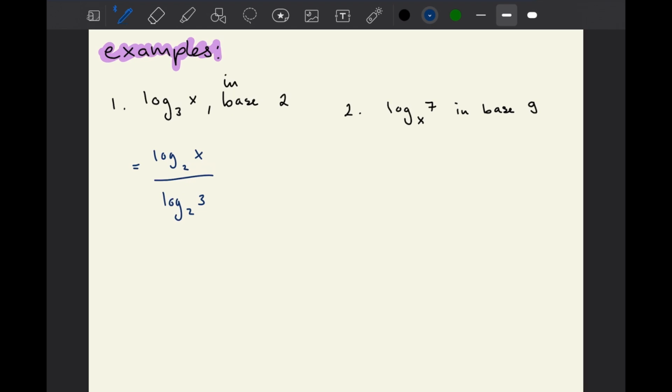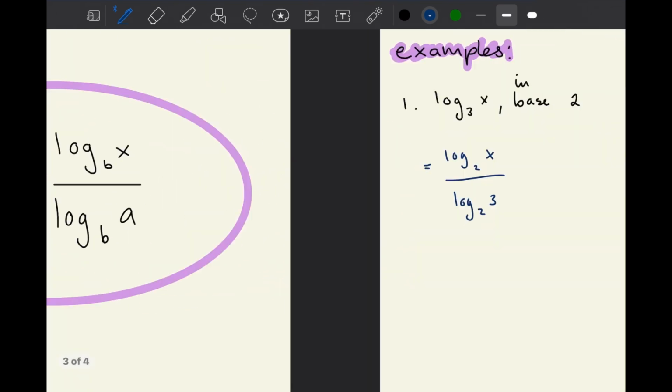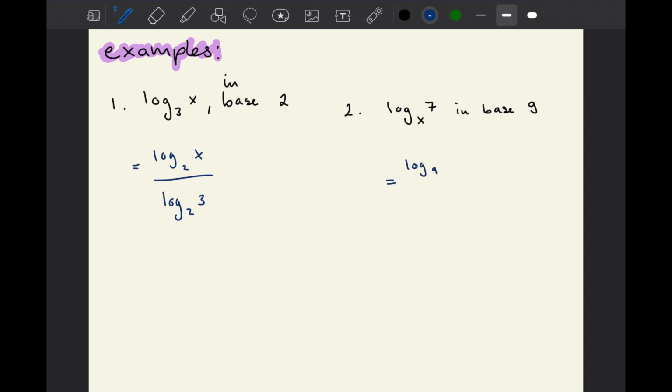Okay, let's look at the second example. Here we have the logarithm of base x of 7, and we want this to be in base 9. So we can rewrite this, referring back to this rule, as the logarithm of base 9, which is what we want, of 7. So we take the argument first, and then the base, divided by the logarithm with base 9 of x. Right? So now here we have our 2's, here we have our 9's, and this can be very helpful, like I said before, if you want all of your logarithms to be written in the same base.